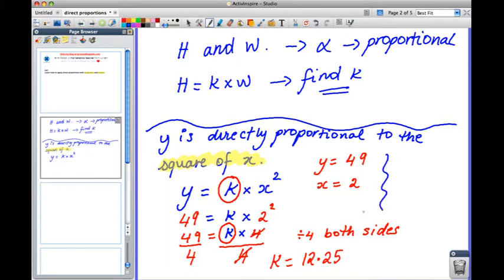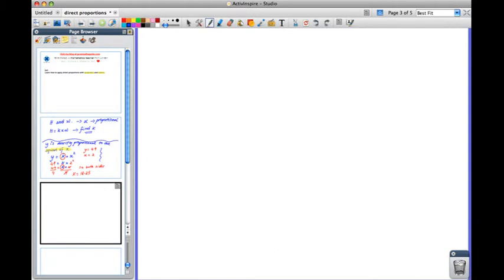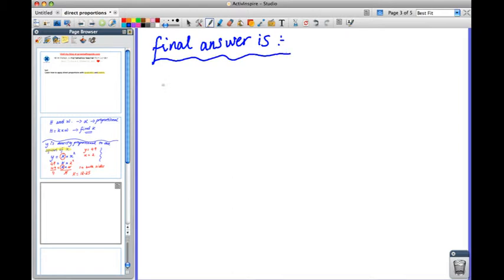And finally, I'm going to write down my equation. So let's move on to a new page. So my equation, the final answer, is y is equal to 12.25 times x squared. And there you go, you've got your answer.